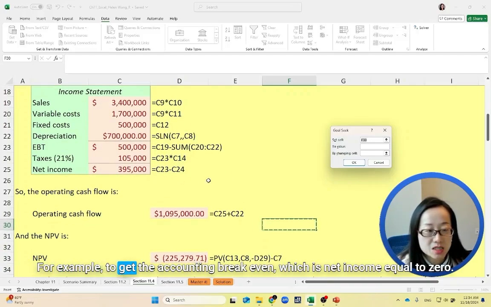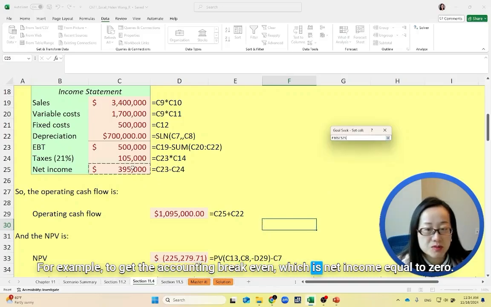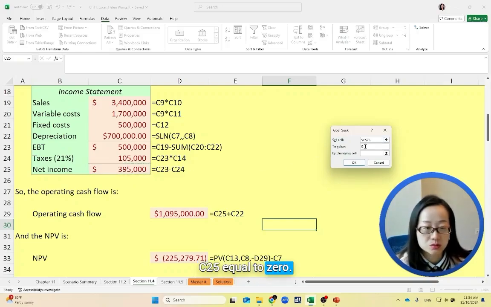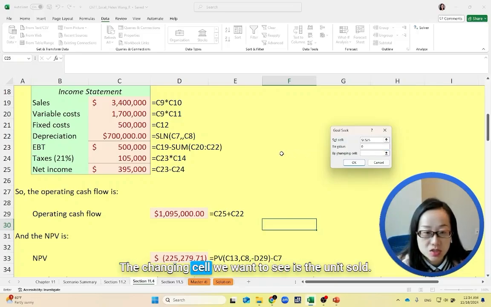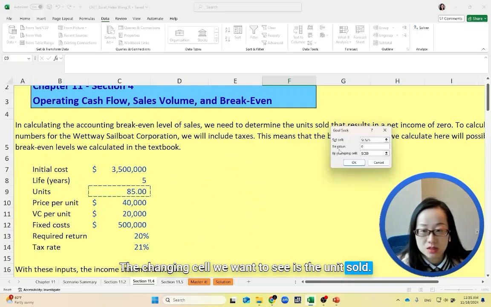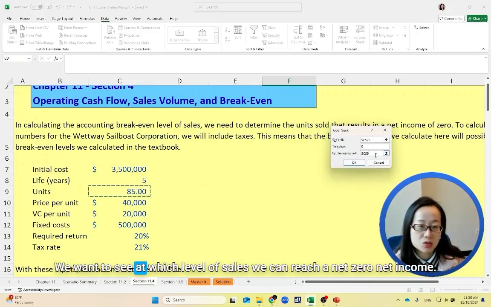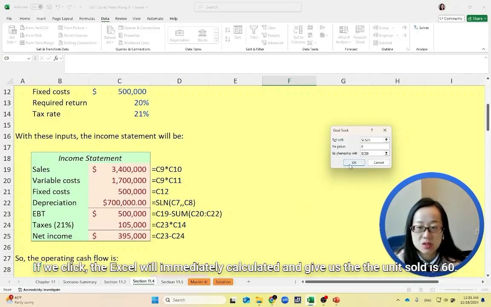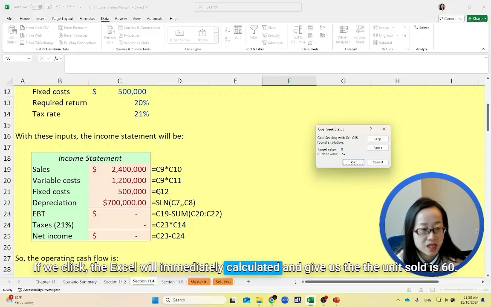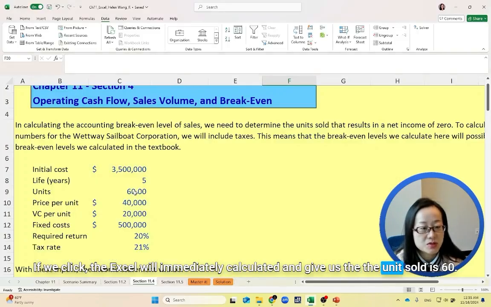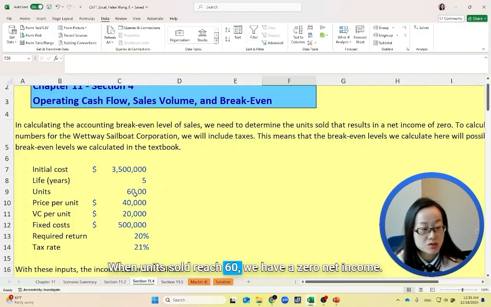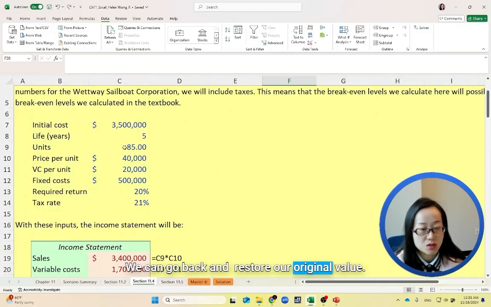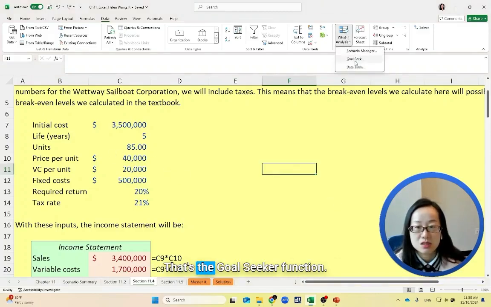Example, to get the accounting break-even, which is net income equal to 0. Net income C25 equal to 0. That's the accounting break-even. The changing cell we want to see is the units sold. It's the C9. We want to see at which level of sales we can reach a 0 net income. If we click, the Excel will immediately calculate it and give us the units sold is 60. When units sold reach 60, we have a 0 net income. We can go back and restore our original value. That's the goal seek function.